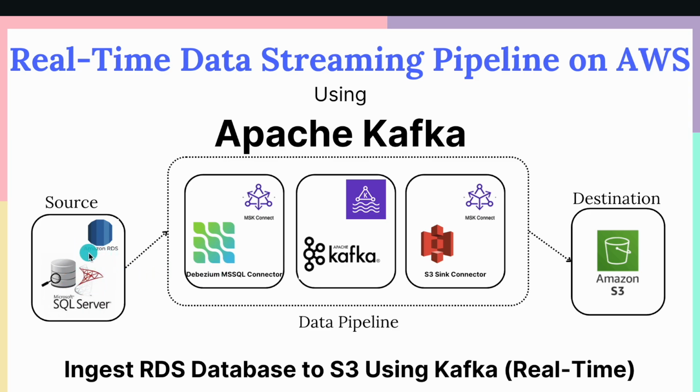These changes will be ingested into Apache Kafka using Kafka Connect or MSK Connect, which is basically a managed service for Kafka Connect. So we will run the Debezium SQL Server connector, which will connect to the source, pick the changes and stream them into an Apache Kafka topic. And then we will create an S3 sink connector, which will again run on MSK Connect and pick the changes from this Kafka topic and put them into the destination S3 bucket. So this is going to be our architecture.